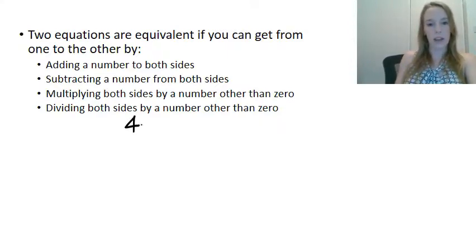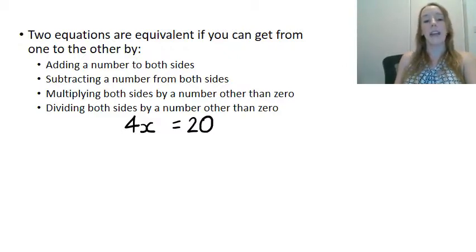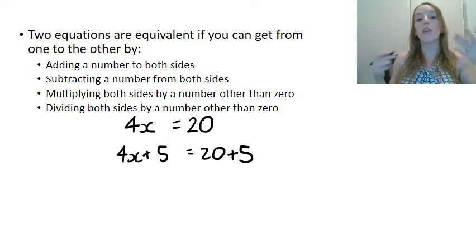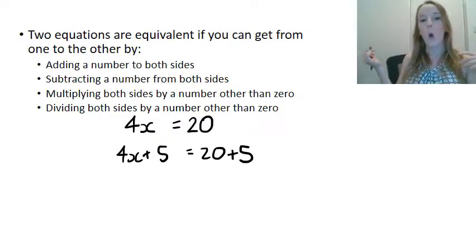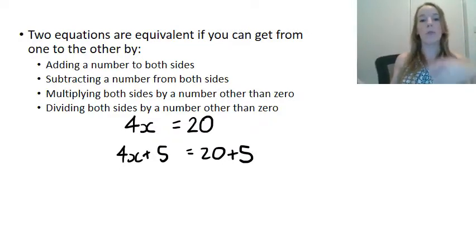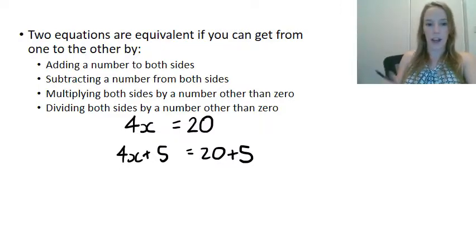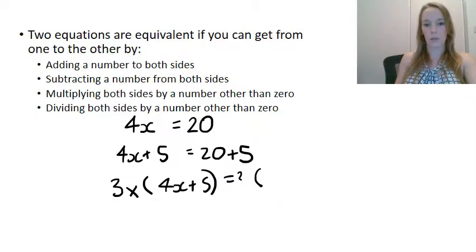So for instance, if we had 4x equals 20, an equivalent equation would be if we added, say, 5 to both sides. So 4x plus 5 equals 20 plus 5. So those equations are still equivalent. Or we could multiply both sides. So we could have 3 times (4x plus 5) is the same as 3 times (20 plus 5), and so on.